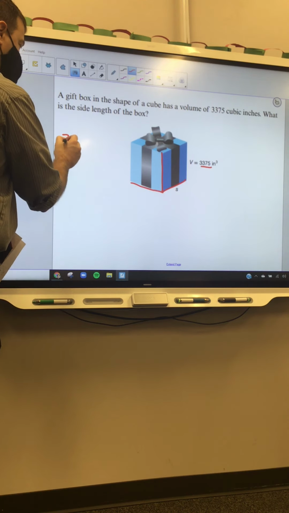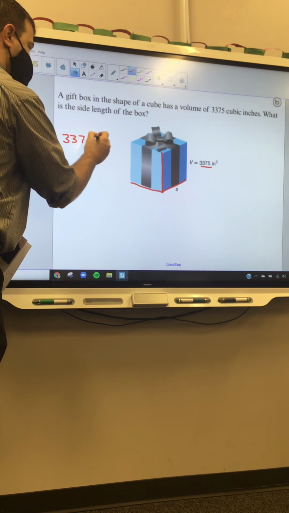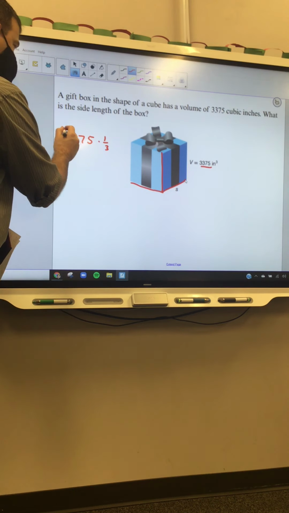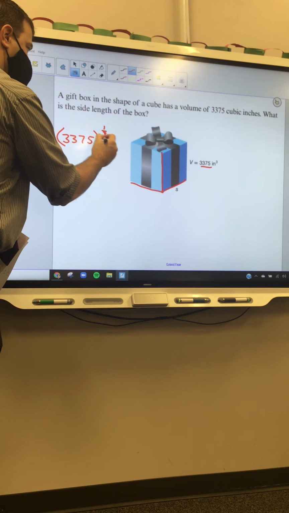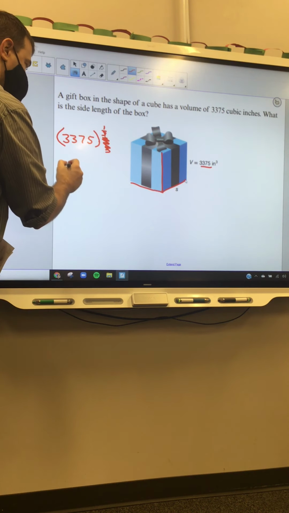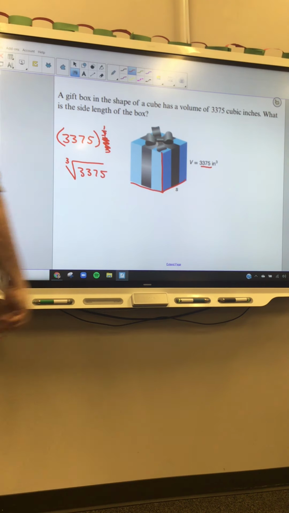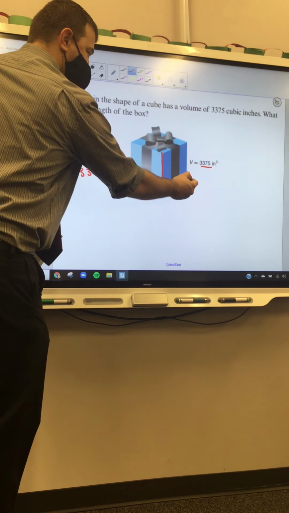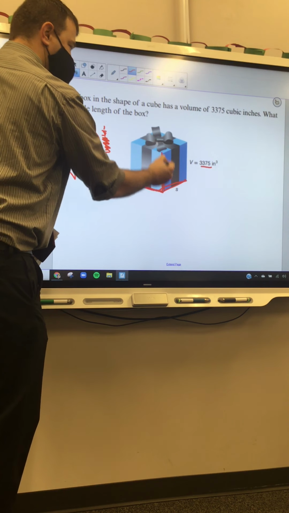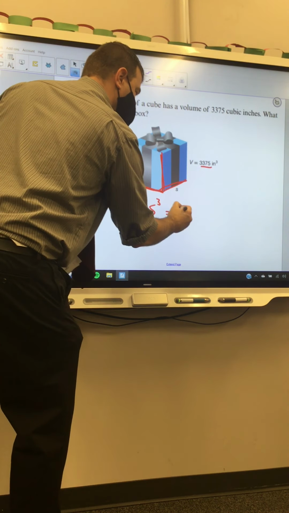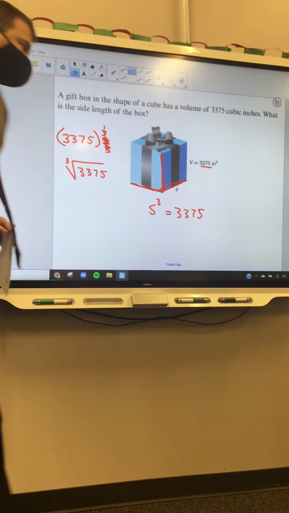Because 3,375 times 1/3 is going to give you like 1,125. That's not what you meant. You said you're going to raise it to the third power. Or another way to say that would be taking the cubed root of 3,375. The reason that we're doing that is because really we have an s times an s times an s. So s cubed will get you that 3,375.